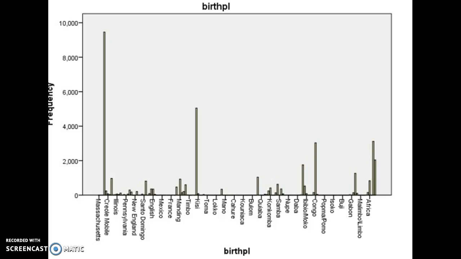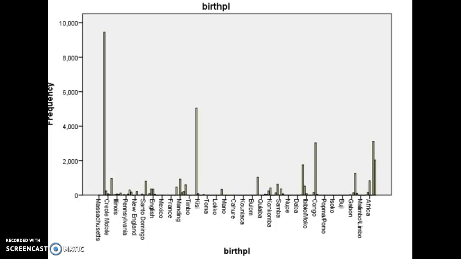So we can assume that the birthplace number for the Creole Mobile is so high because it is a port city where there's a high concentration of slaves, which could have led to high breeding numbers within that area.